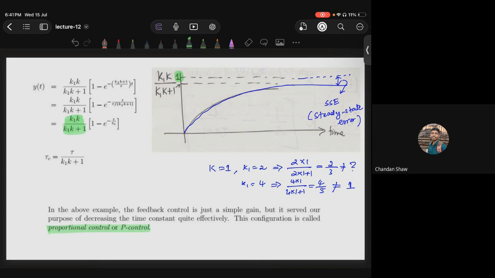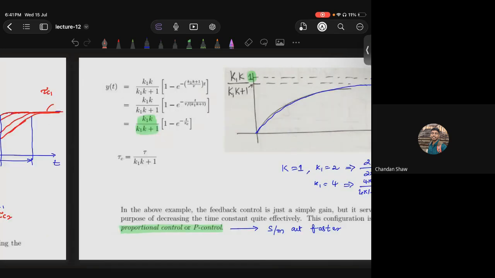What this plot says is, for any value of K1 you choose, the response goes almost near to 1, but it will not reach 1. Always you will have some steady state error. So proportional controller basically, in conclusion, can anyone tell me what it does? It makes the system act faster, correct? By properly choosing K1, what will happen from this image?